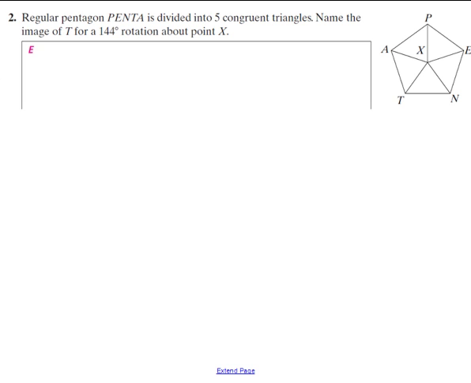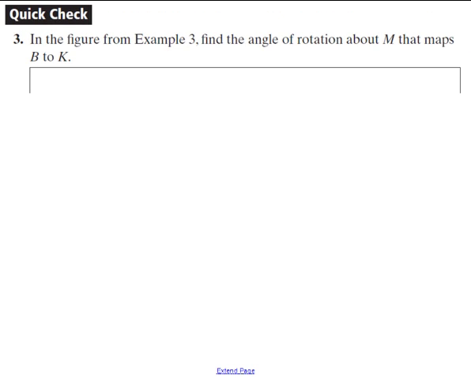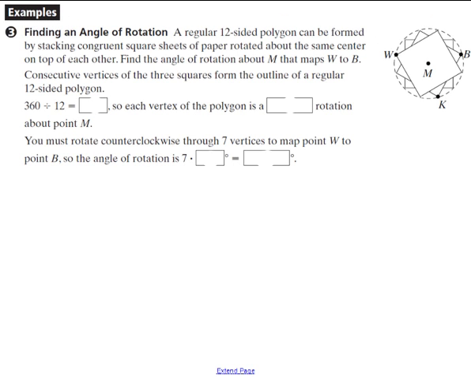Alright, 2 more examples. Maybe 2 more examples, and then we're done with the quick checks. We'll hit more quick checks and then we'll be done. So here again we're rotating.